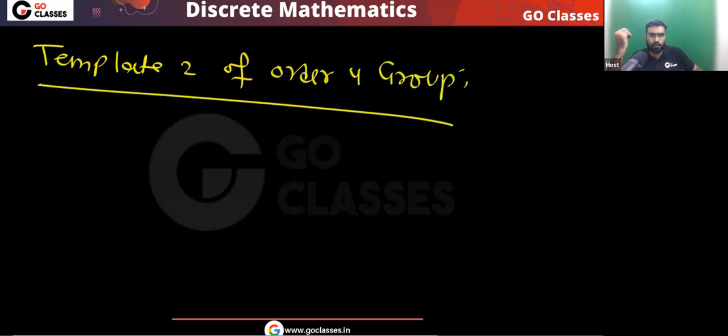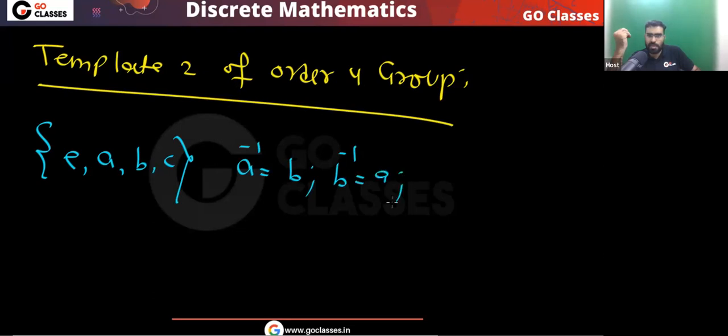For this order 4 group, this is your template: E, A, B, C, where A inverse is B, B inverse is A, and C inverse is C. And this is the identity element.